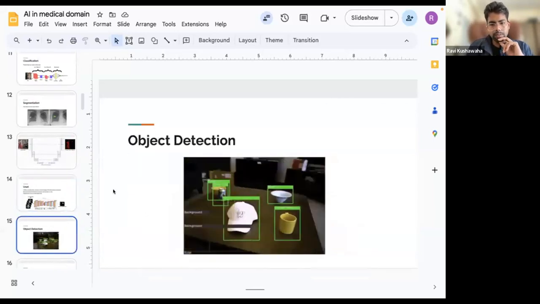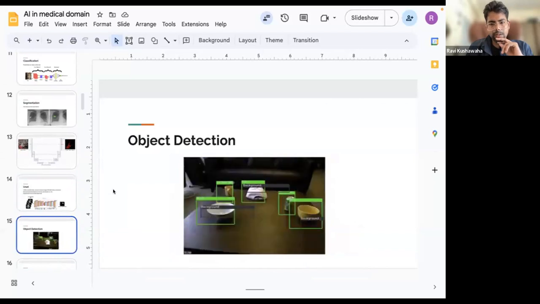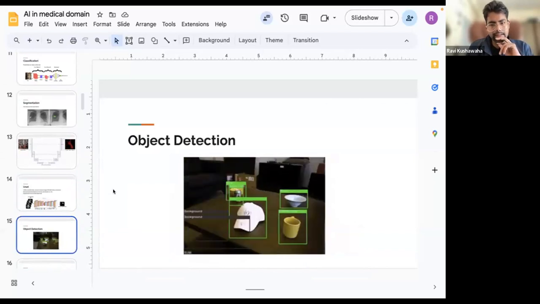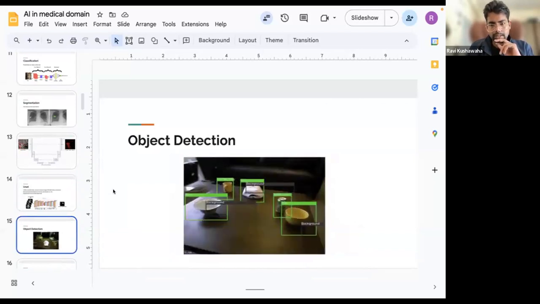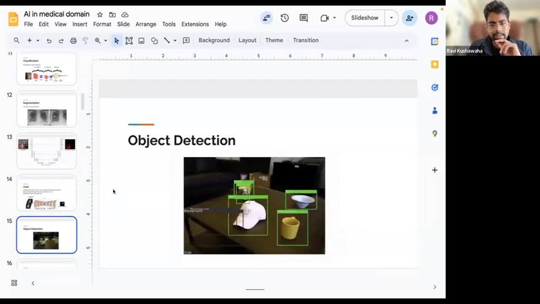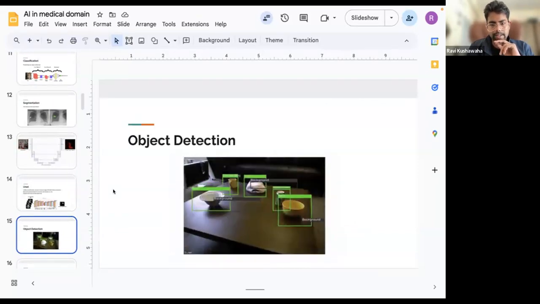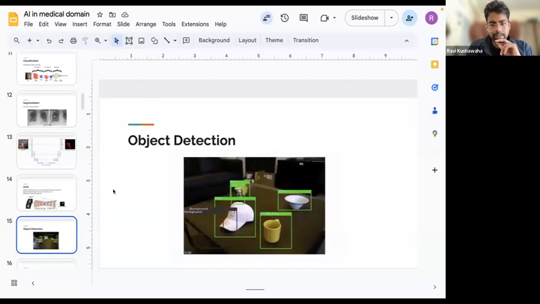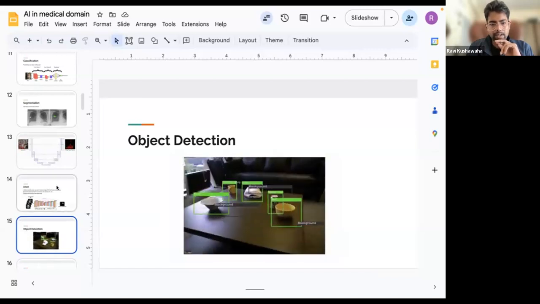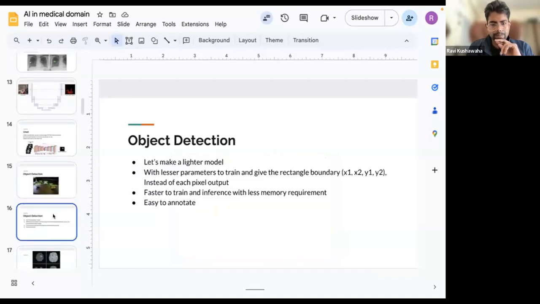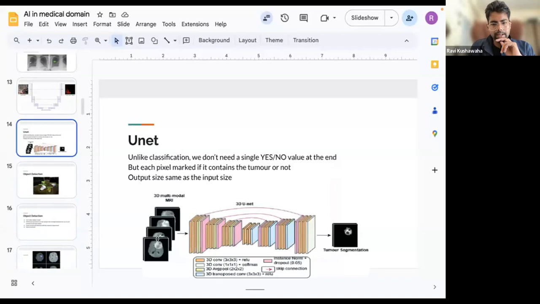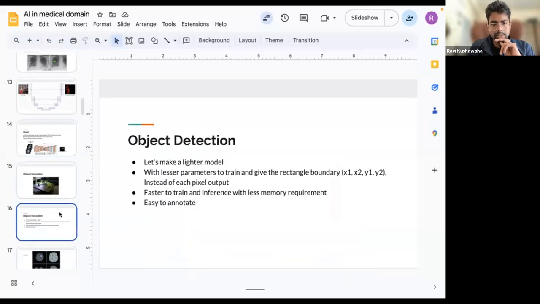The third kind of image recognition technique is object detection. Here in this video, you can see there are several objects like the cap and the mug, and they are being identified by our neural network model. So why is object detection needed when you have a segmentation model? If you can localize the tumor so well, why do you need an object detection model?